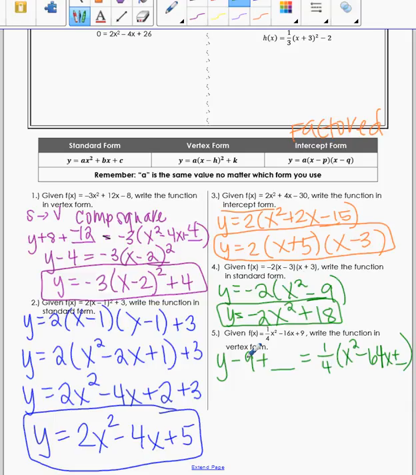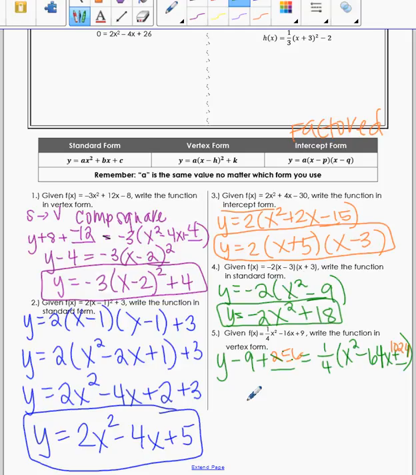So now we're going to take that 64, we're going to divide it by 2, which is negative 32. And negative 32 squared is 1024. Sorry, I have no room. Now, we didn't just add 1024, we actually added 1024 times a 4th. So that's really 256. Okay.